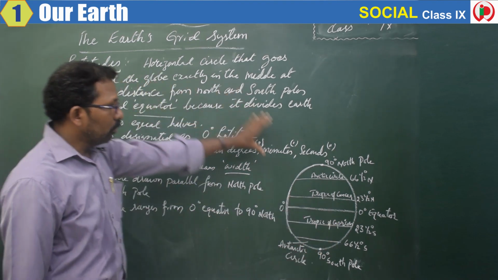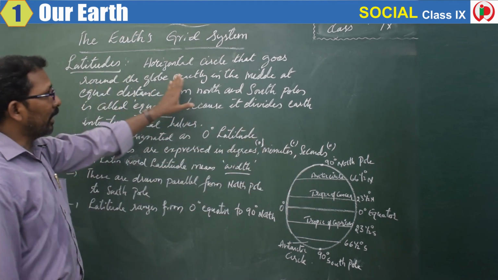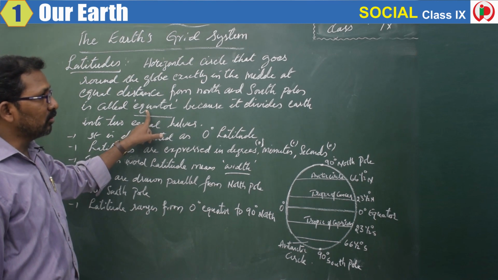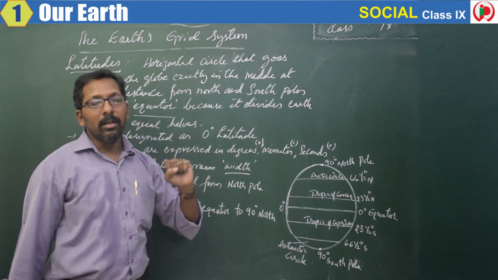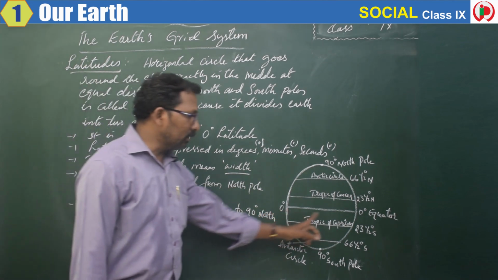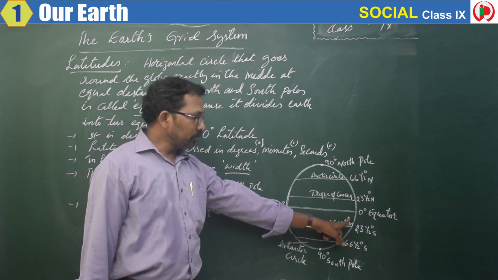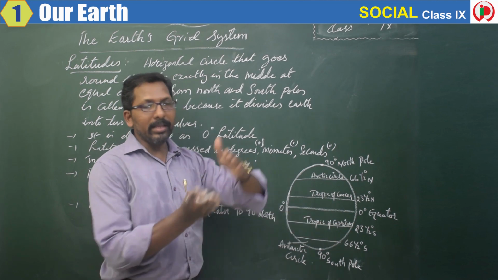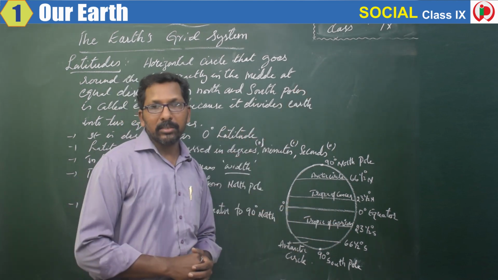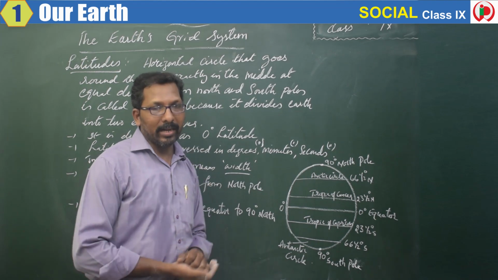So now, what actually is a latitude? The equator has been mentioned as the longest latitude among all the latitudes, because it is passing through the middle of the globe and dividing the globe into two halves. That's why it is said to be the longest latitude.